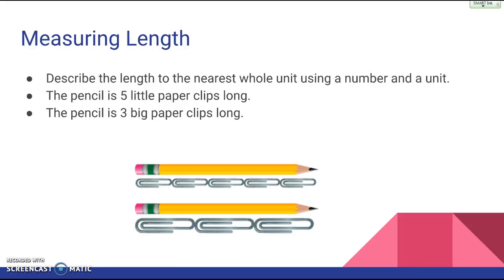When they describe something that they're measuring the length of, we want them to use the nearest whole unit using a number and a unit. For instance, they could say my pencil is 5 small paper clips long. So 5 is the number and the unit is small paper clips. Or they could say my pencil is 3 big paper clips long. So they're attaching a number and the unit there so that we know exactly what they measured with and how many of them it took to measure that item.